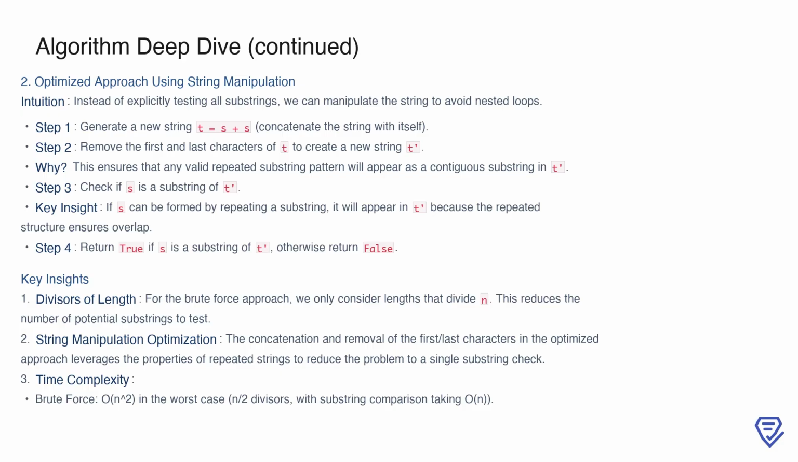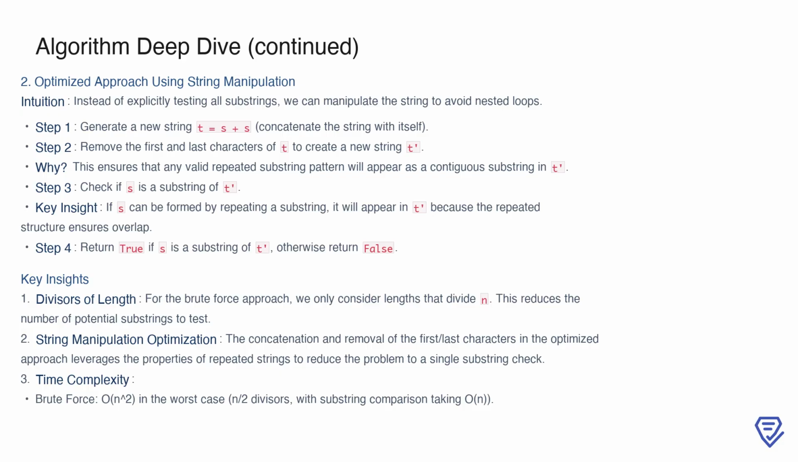The key insight here is that if the input string can indeed be formed by repeating a substring, it will naturally show up as a substring in this manipulated version. This is due to the overlap of the repeated structure when we double the string. Finally, we simply check if the original string exists as a substring in this modified version. If it does, we return true. Otherwise, we return false. This approach eliminates the need to explicitly construct and test each possible substring, making it significantly faster.